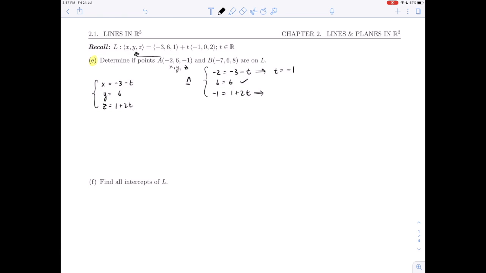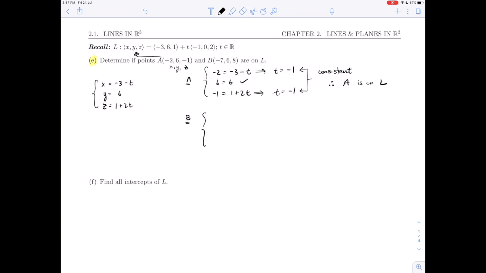And if I solve for t here, I'm also going to get t is minus 1. So these are the same value of t. There's a single value which makes this system of equations work, which means that the system is consistent. Right? The single value of t works for everything, and if the system is consistent, that means our point A is on L. So let's double check with our point B here and see what happens.